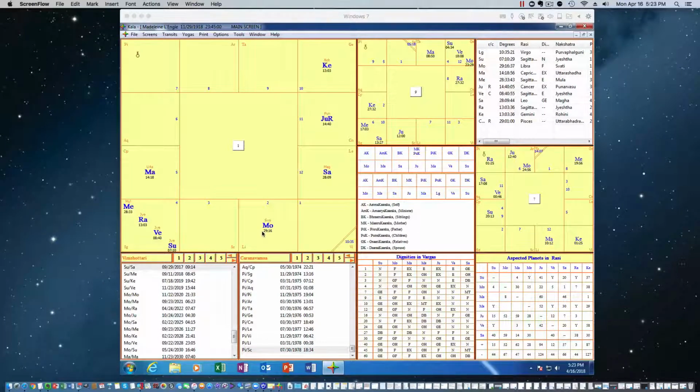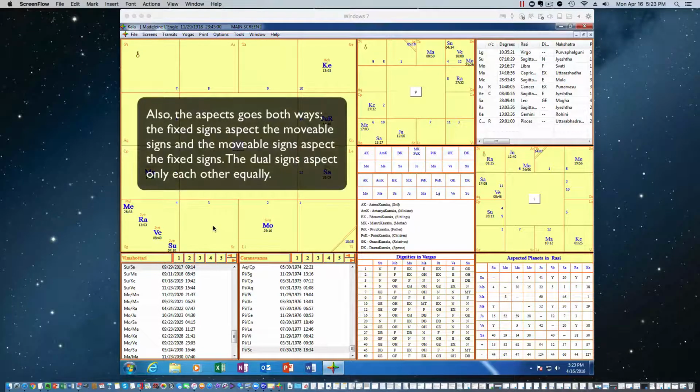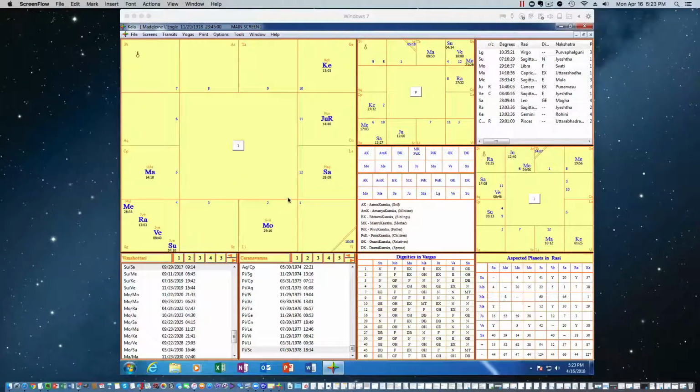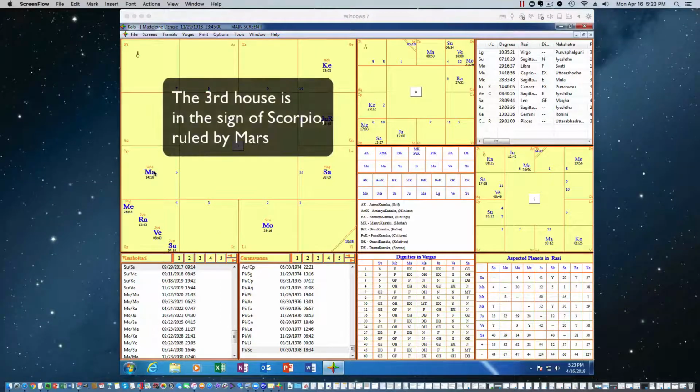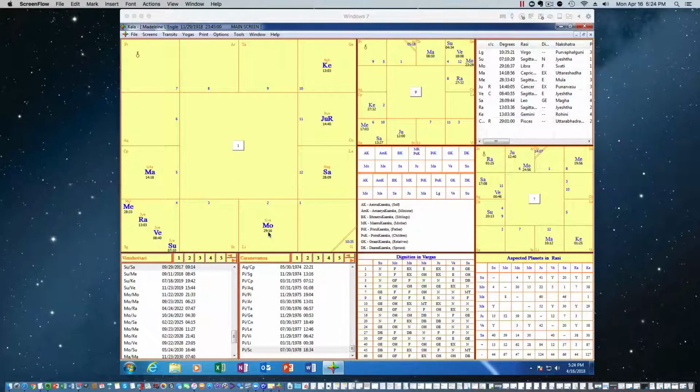Now these are the Jaimini aspects, which means that the fixed signs, Leo, Taurus, Aquarius, and Scorpio, aspect only the cardinal or movable signs, Libra, Cancer, Aries, and Capricorn, except they can't aspect each other when they're right next to each other. So Libra cannot aspect Scorpio, and Scorpio cannot aspect Libra. So here we are, the third house lord Mars, which is exalted, as we see in the sign of Capricorn, ruled by Saturn, which is aspecting the moon. So we only had to take that through one dispositor. Dispositor means one ruler in order to get an aspect to the moon.